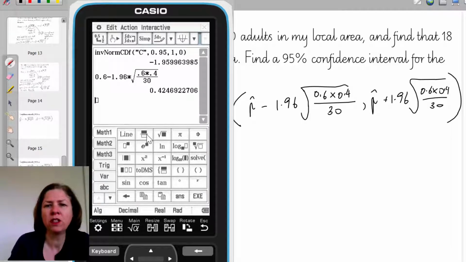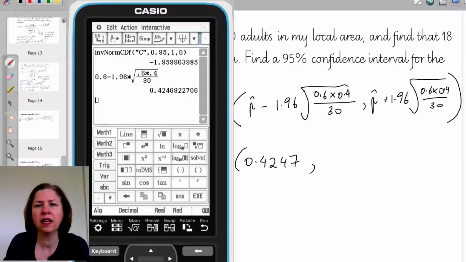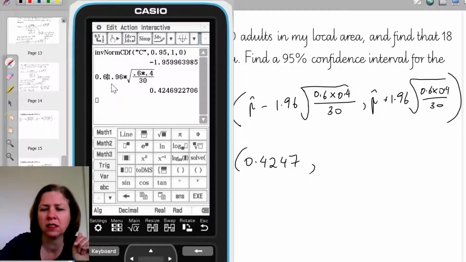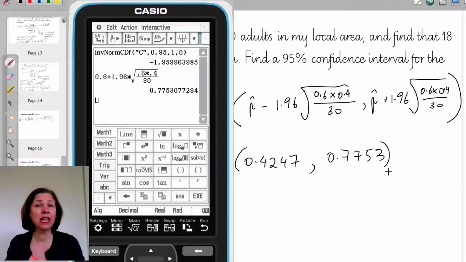All right, so my first value I have 0.4247 if I go to 4 decimal places. Okay, and when I want to add it, I just go back into CAS and I change that subtraction to a plus instead of typing the whole thing again. And I get 0.7753. Okay, and that's my interval.